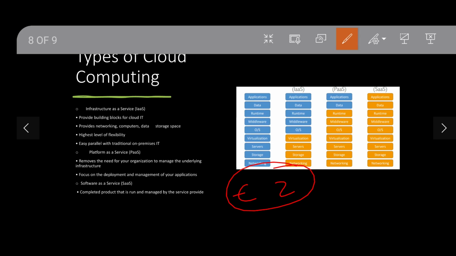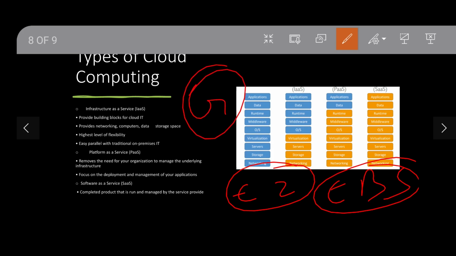And in platform as a service, you need to manage application and data. The best example is Elastic Beanstalk. Elastic Beanstalk is used for hosting a website. You only need to post your code, and everything, like auto scaling and load balancer, is managed by the cloud provider. And in software as a service, everything from zero is managed by the cloud. The best example is Gmail.